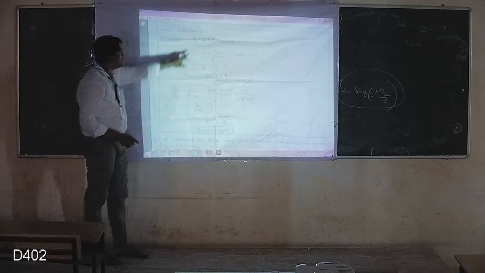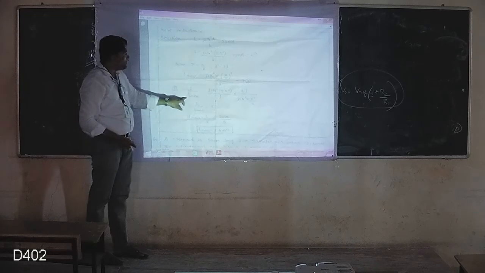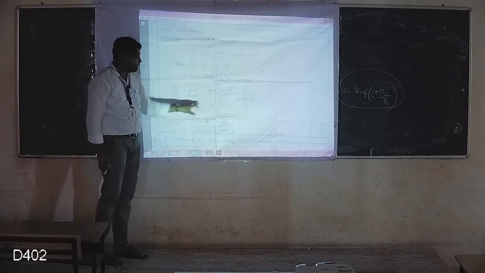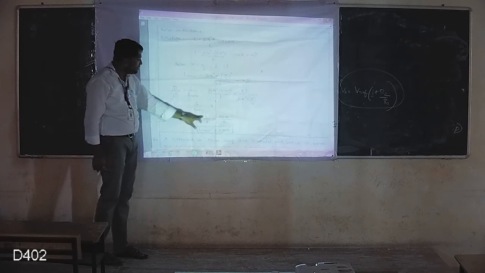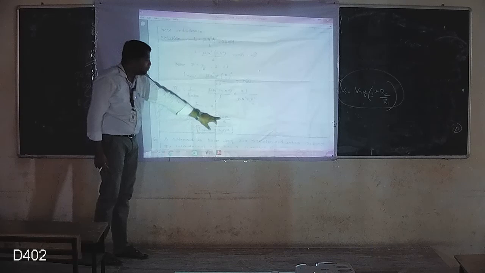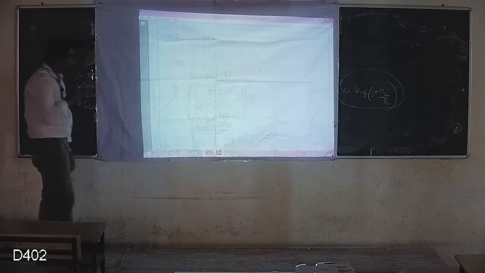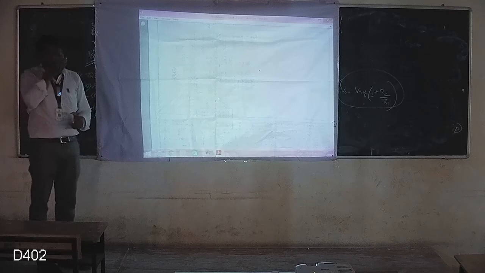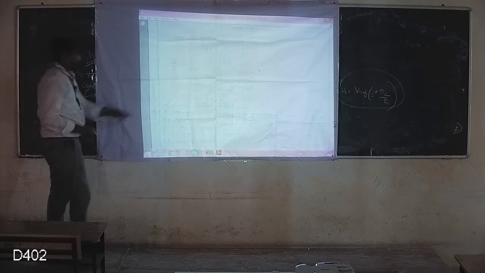So divide 1 and 2. So L by L new is equal to 8. Therefore, the new inductance is equal to L by 8. The old inductance is 20 milli, so 20 milli by 8. Therefore, the new inductance is 2.5 millihenry. So that is the answer.